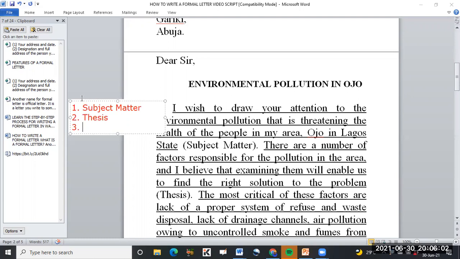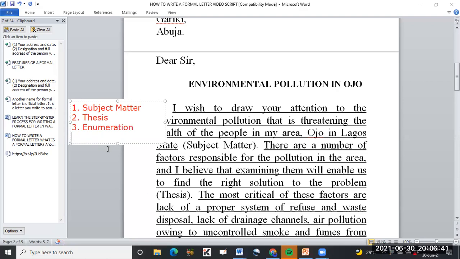Then after the thesis, we have what we call enumeration. Enumeration is the list of points that you are going to discuss in your letter. In the WAEC English exam, you are usually asked to discuss at least 3 main points in any essay or letter you are going to write. So when you are creating your outline, you jot down these points, and then you summarize them in your first paragraph.